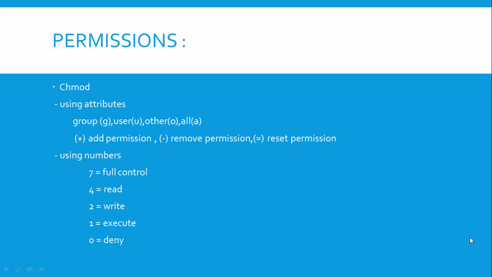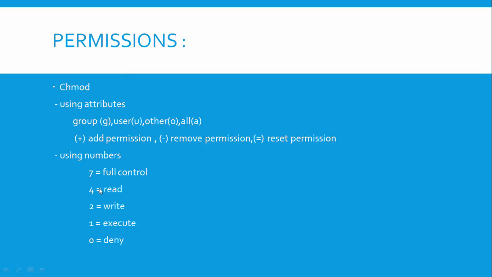Now here we are going to continue with the permissions. In the previous slide we saw the permission using chmod with attributes, and now we are going to use numbers instead of these attributes. Previously the standard attributes were g, u, a, plus, minus, equals, which we used for resetting the permission. Now we will be using numbers for setting the permission.